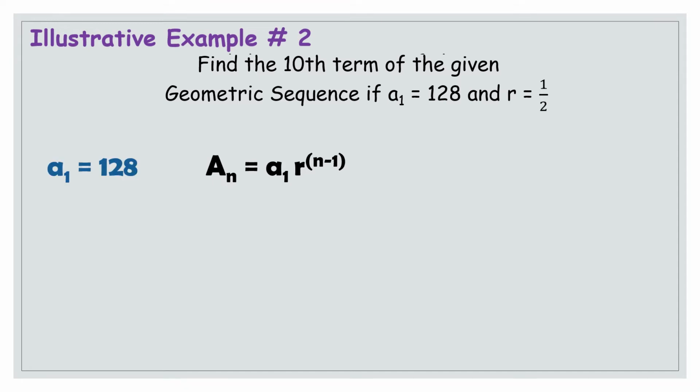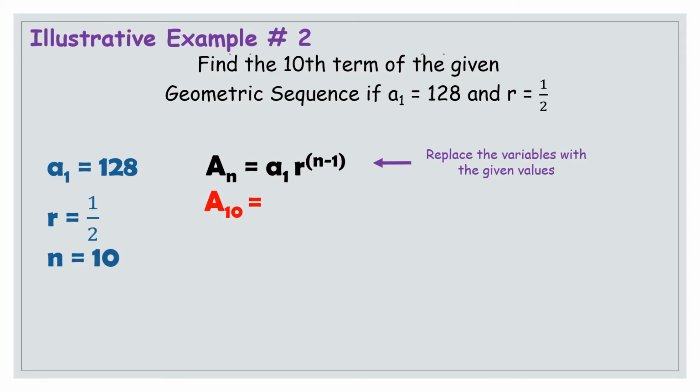So we will have a sub 1 is equal to 128, which is in the problem. R is equal to 1/2, which is also in the problem. Then n is equal to 10, because we are looking for the 10th term of this geometric sequence. So after this, we're going to replace the variables with the given value. So a sub n will be replaced by a sub 10, because we are looking for the 10th term of this geometric sequence. A sub 1 will become 128, r will become 1/2, then n will become 10. So you will now have a sub 10 equals 128 times 1/2 raised to 10 minus 1.